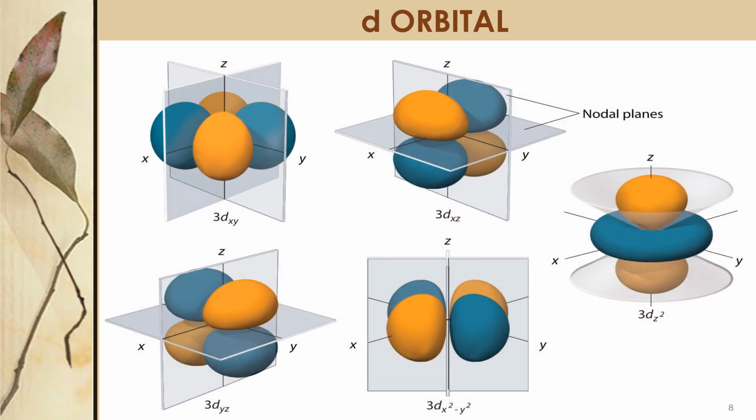Now we'll go to the d orbitals. These are five because there are five orientations for the d. You can see in the previous table, for m there are five orientations. So this is 3dxy.